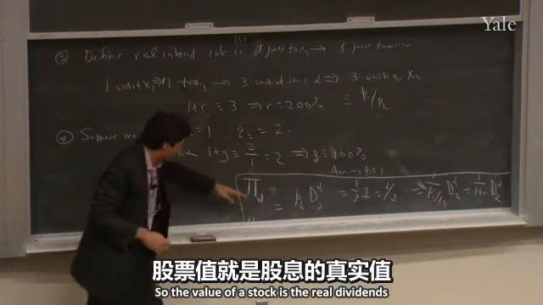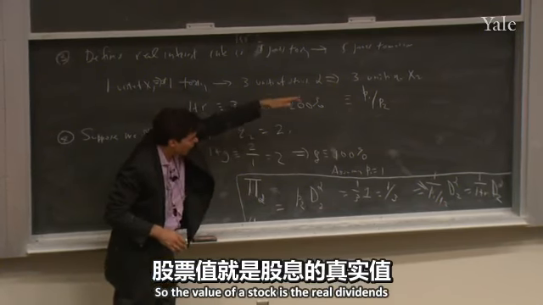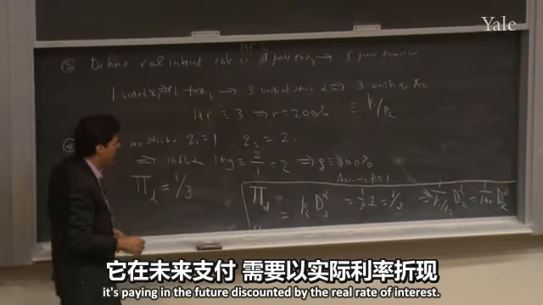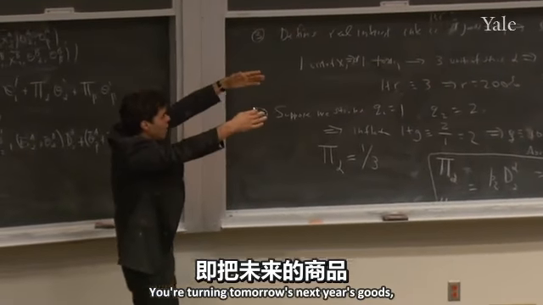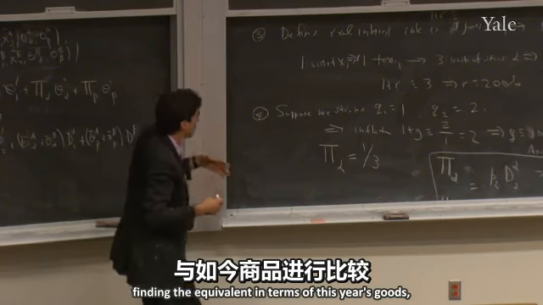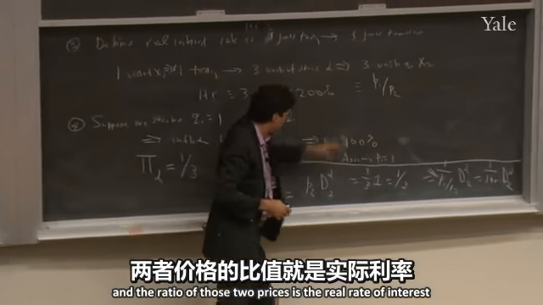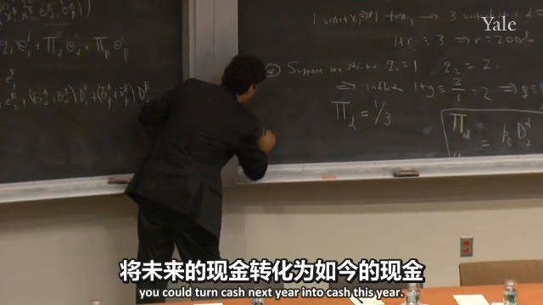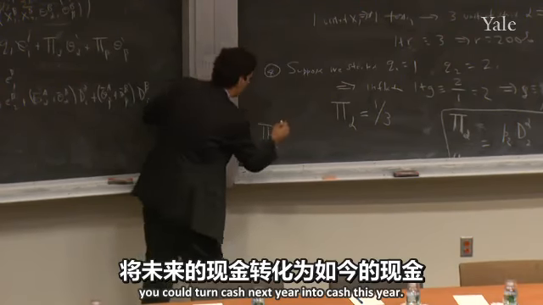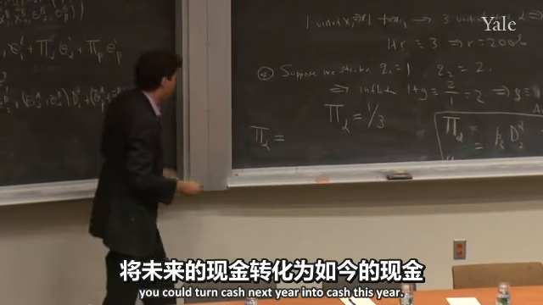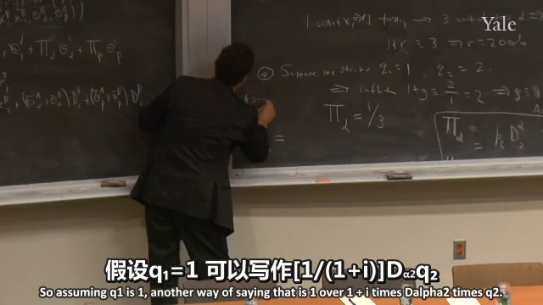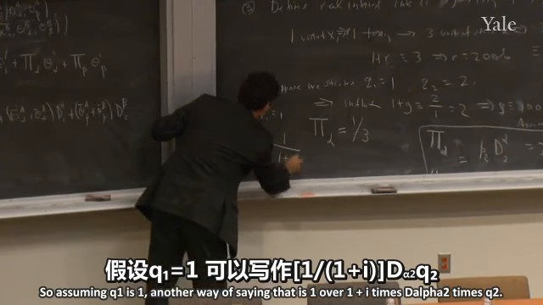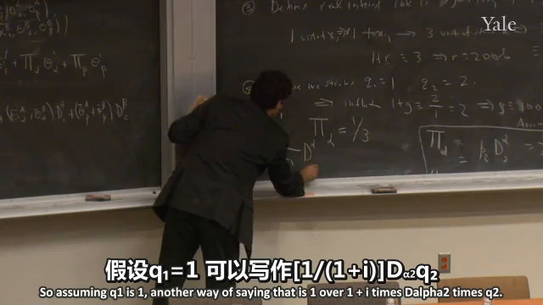So the value of a stock is the real dividends it's paying in the future discounted by the real rate of interest. You're turning tomorrow's, next year's goods, finding the equivalent in terms of this year's goods. And the ratio of those two prices is the real rate of interest. And so that's how you would get it. So another way of saying the same thing is you could turn cash next year into cash this year. So assuming Q1 is 1, another way of saying that is 1 over 1 plus i times d alpha 2 times Q2.